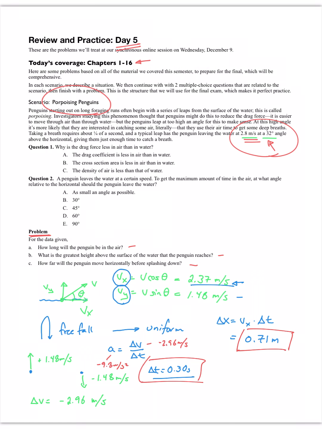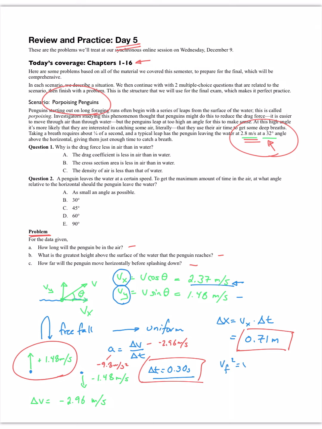Then the third piece that was asked, and it was actually part B, but there's no rule that I have to do part B before I do part C, is what is the greatest height above the surface of the water that the penguin reaches? Well, remember, it leaves the water at 1.48 meters per second, okay? And we know how to calculate the height that something will reach if it leaves the ground at a certain speed. We did a whole bunch of problems like that back in chapter 2. And I'm going to use this equation.